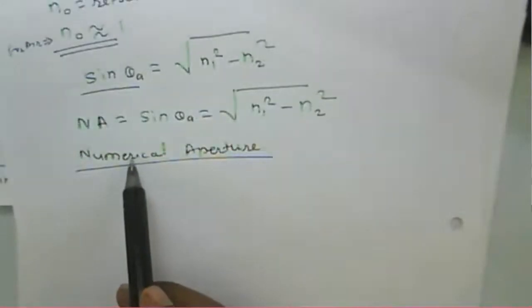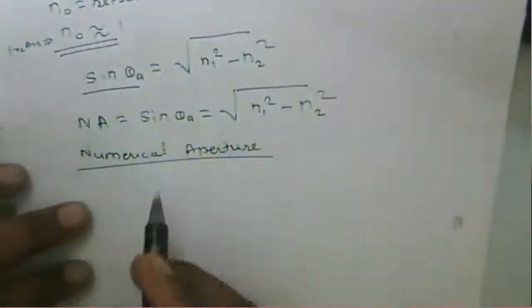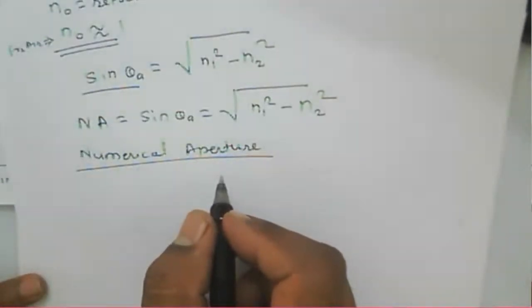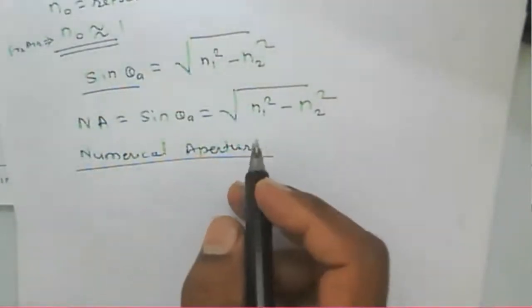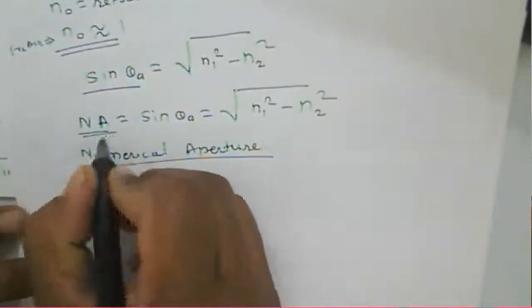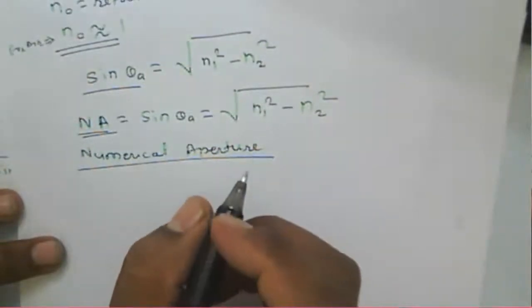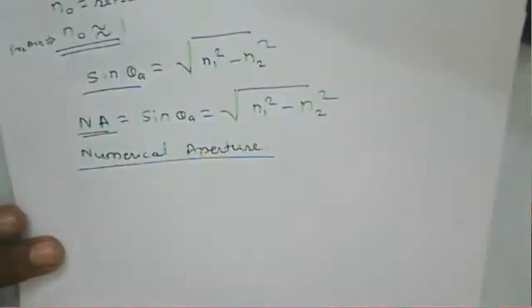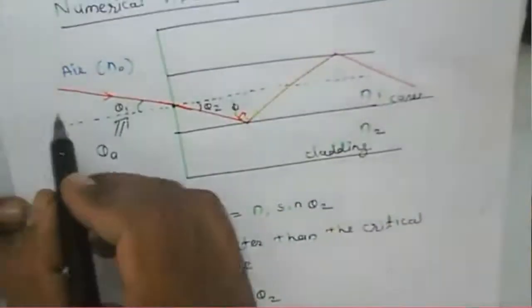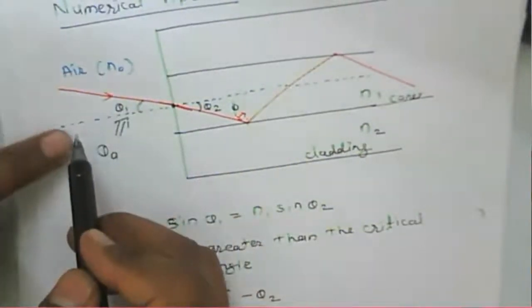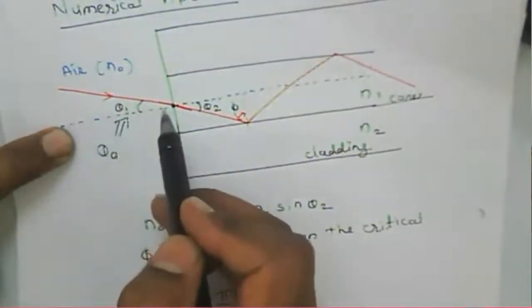Now here we have obtained the numerical aperture of a fiber, which gives the acceptance angle of this given fiber. What will be the acceptance angle? The numerical aperture tells you the condition for a particular ray propagating through the fiber.